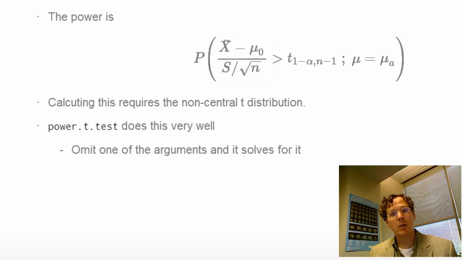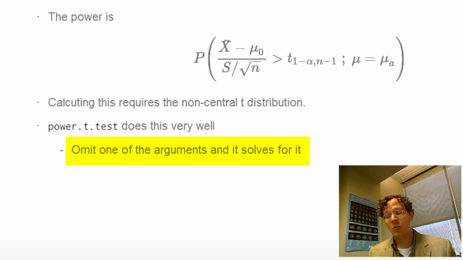So calculating power requires the ability to evaluate the non-central t-distribution, and that's what power.t.test does for you on your behalf. What's nice about power.t.test is just like before, we have some parameters that we know, mu naught and alpha, and some parameters that we don't know, mu a, sigma, and n, for example. And if you omit one of them but specify the remainder, power.t.test will solve for the one that you've omitted. So let's go through some examples of using power.t.test to either calculate power or calculate sample size or calculate the minimum detectable difference.